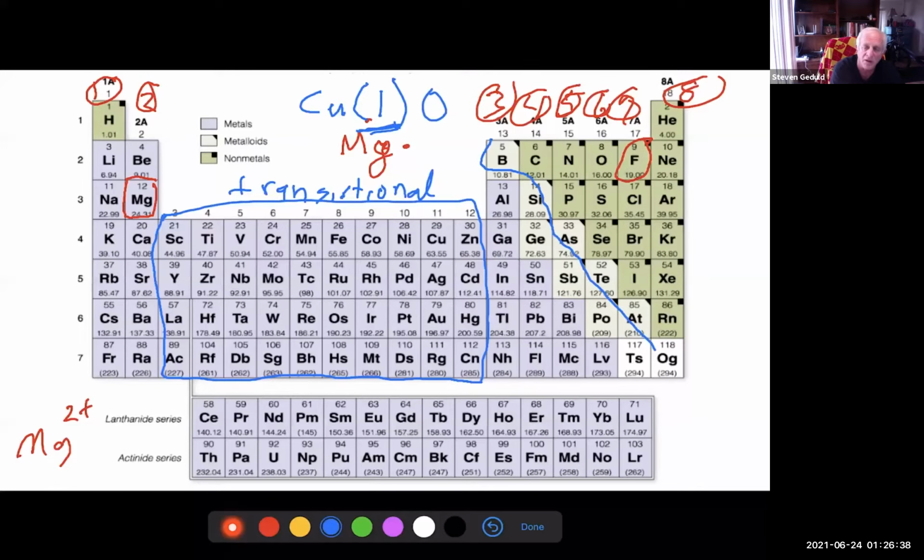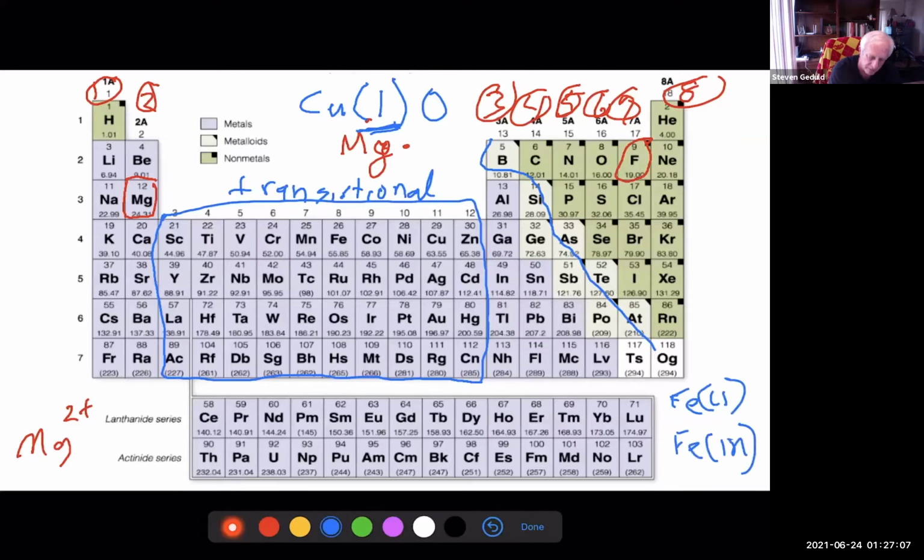If it's one of the other metals, we don't need the charge because it can only be +1 or +2, set by those columns. If it's transitional, we have to include the charge when we name it so we know what it is. Iron, Fe, can be +2, which is iron 2, or it could be iron 3. You put Roman numerals following the element.